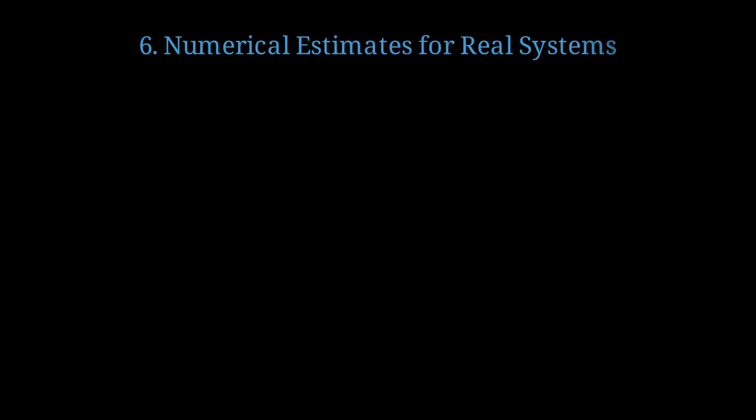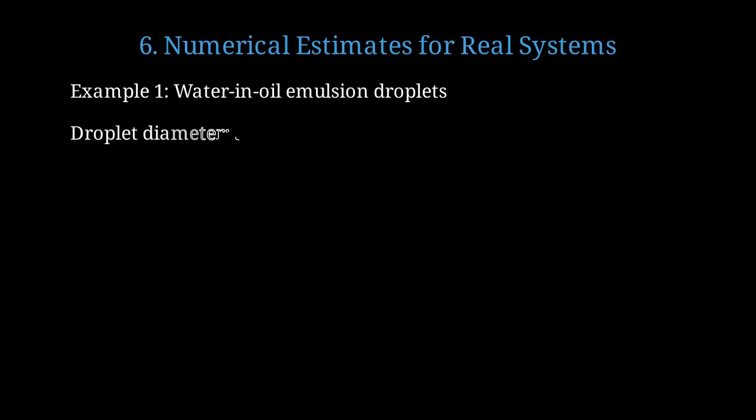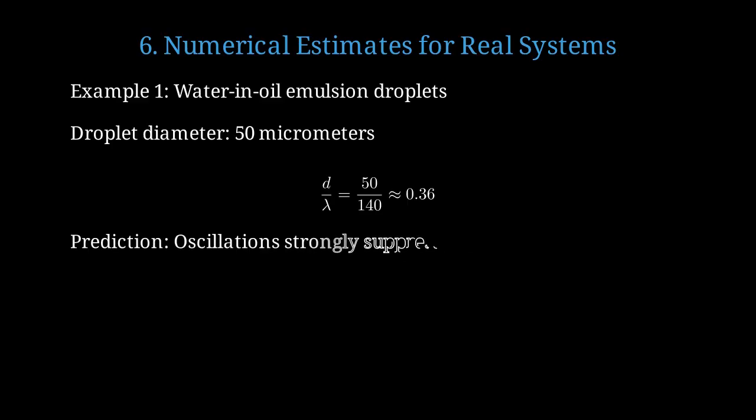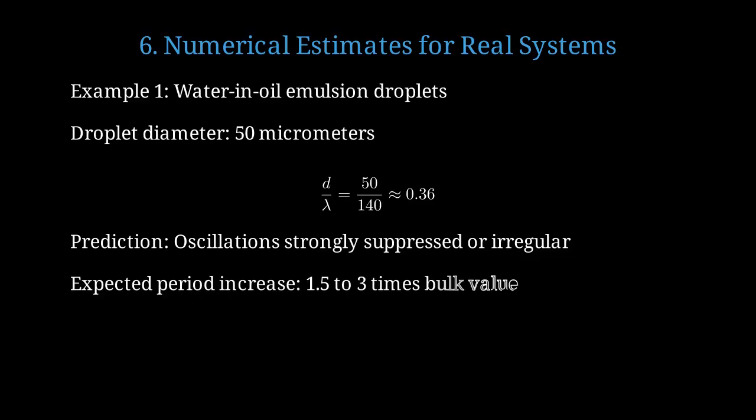Let's calculate some concrete numerical examples for real experimental systems. Consider a typical water and oil emulsion where BZ reactants are in aqueous droplets. Suppose we create droplets with a diameter of 50 micrometers. The ratio of droplet size to reaction diffusion length is 50 over 140, approximately 0.36. Our prediction is that oscillations will be strongly suppressed or become irregular and stochastic. If oscillations occur, we expect the period to increase by 1.5 to 3 times the bulk value.